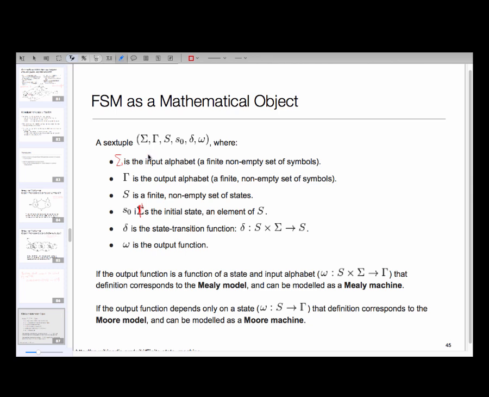And then finally, I have an output function, omega. This omega can either be a function only of the state, in which case it's a Moore machine, or it could be a function of state and the inputs, in which case it's a Mealy machine. So I can think of a finite state machine as really this mathematical object, which is how tools like FSM kind of do it. They keep track of what is sigma, what is gamma, what is S, and so forth. This collectively characterizes a state machine.